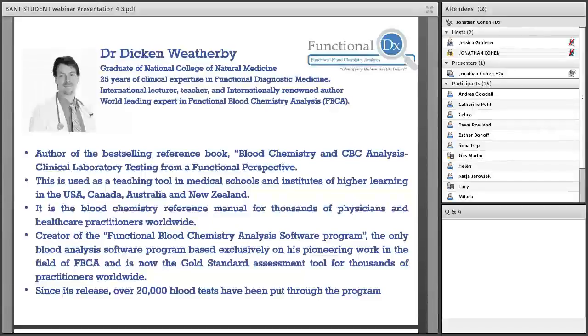And this is what's all been distilled into the functional blood chemistry analysis software program. This is the only software program based exclusively on his work in this field. It's frankly the gold standard assessment tool for thousands of US practitioners worldwide, and at least 20,000 blood tests have now been run through the program.